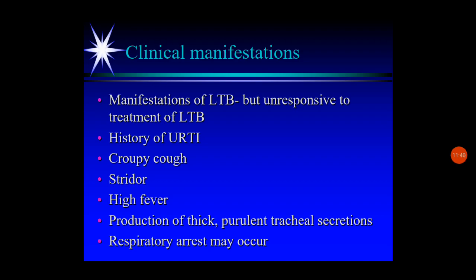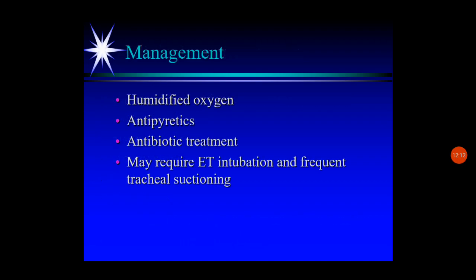Then manifestations of laryngotracheobronchitis, but it is unresponsive to treatment of laryngotracheobronchitis. So this is not treatable because viral treatment is not proper for bacterial infection. Now we have to start the antibiotics. History of upper respiratory tract infection will be there, croupy cough will be there, stridor will be there, high fever will be there because of the bacterial infection. Production of thick purulent tracheal secretions can be seen. Respiratory arrest may occur.